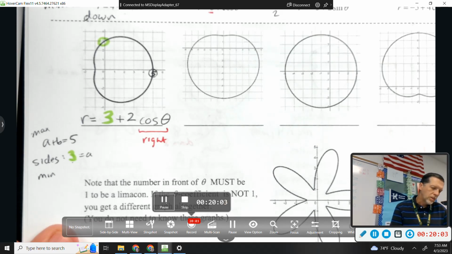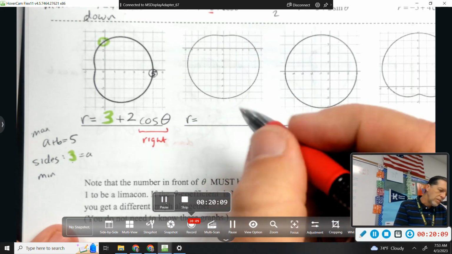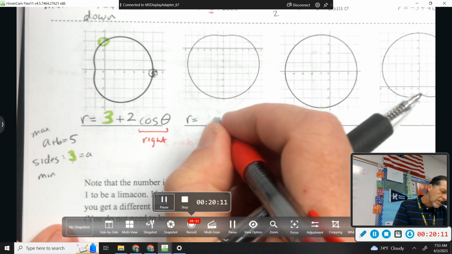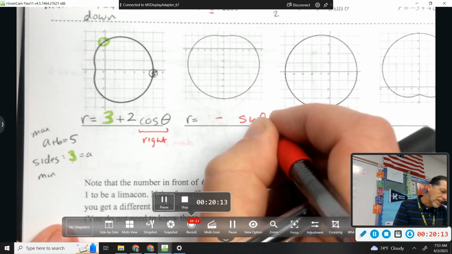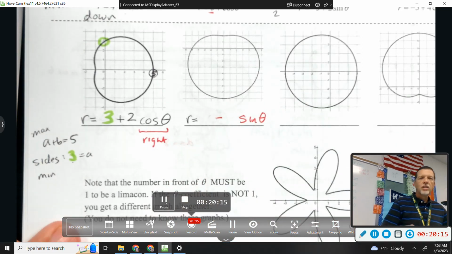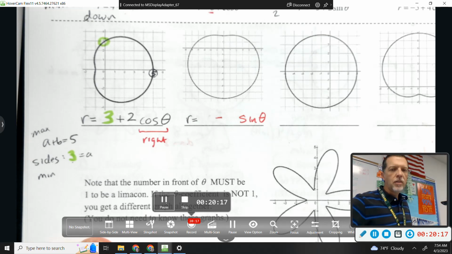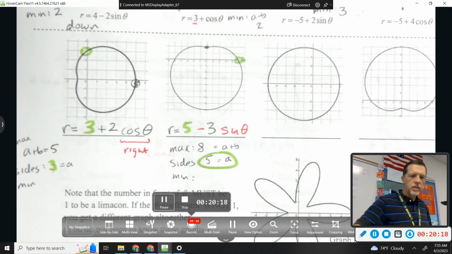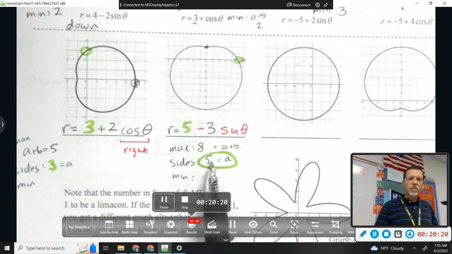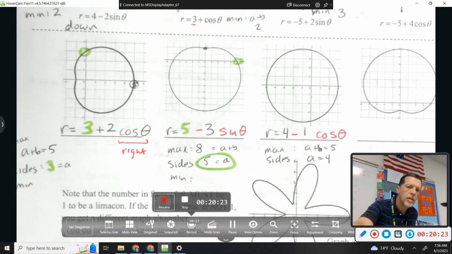How about the next one? What's the sine or cosine? And then positive or negative? So it's a negative sine because it's going down. See if you can figure out A and B from there. So there's the answer to the second one. You try the third one.